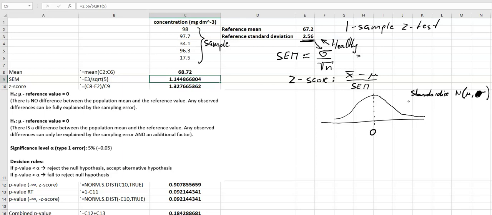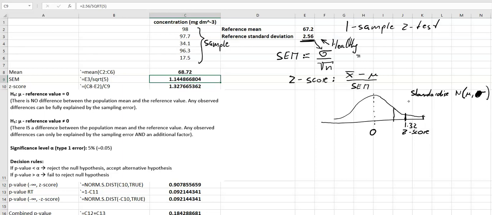What we are basically asking with this z-score is, what is the probability of getting a z-score of 1.32? So here we might have a z-score. Here this would be 1.32. 1 would be around here. 2 would probably be around here.